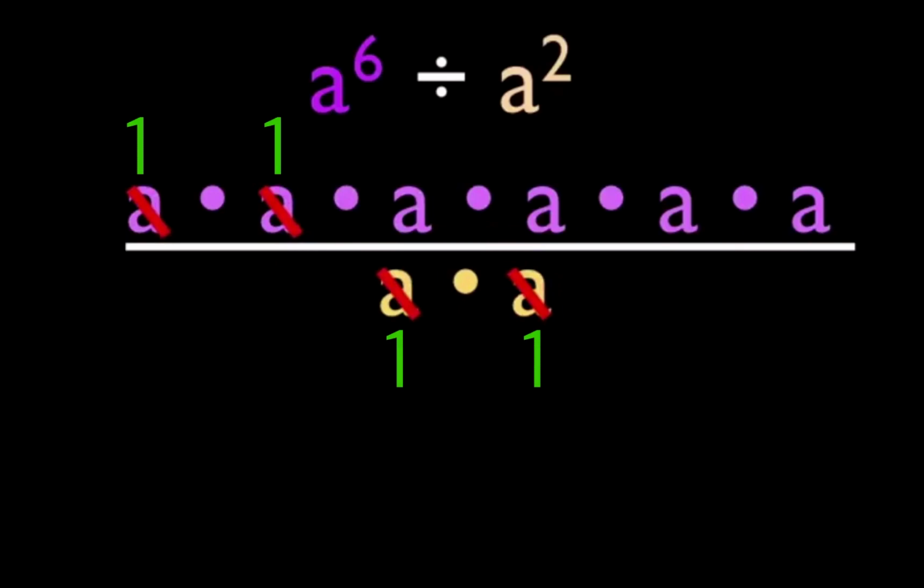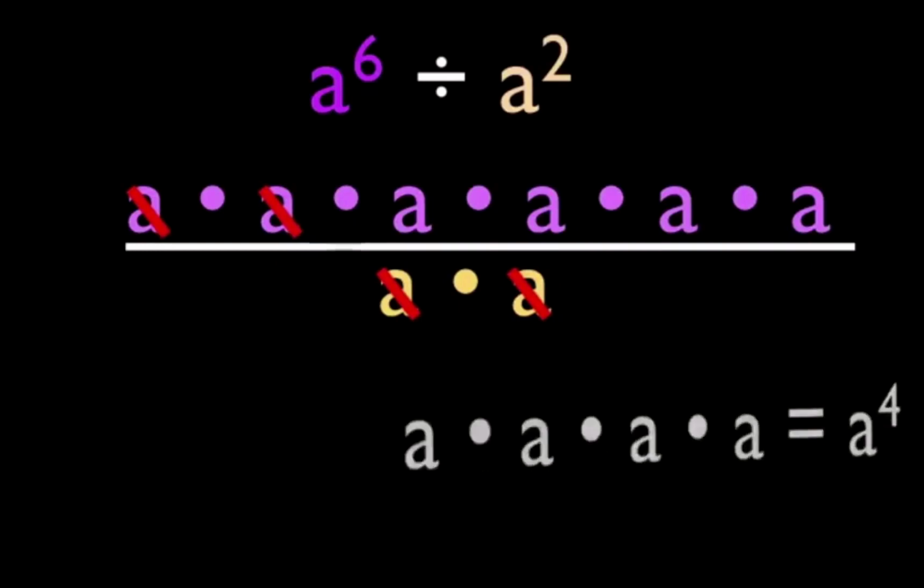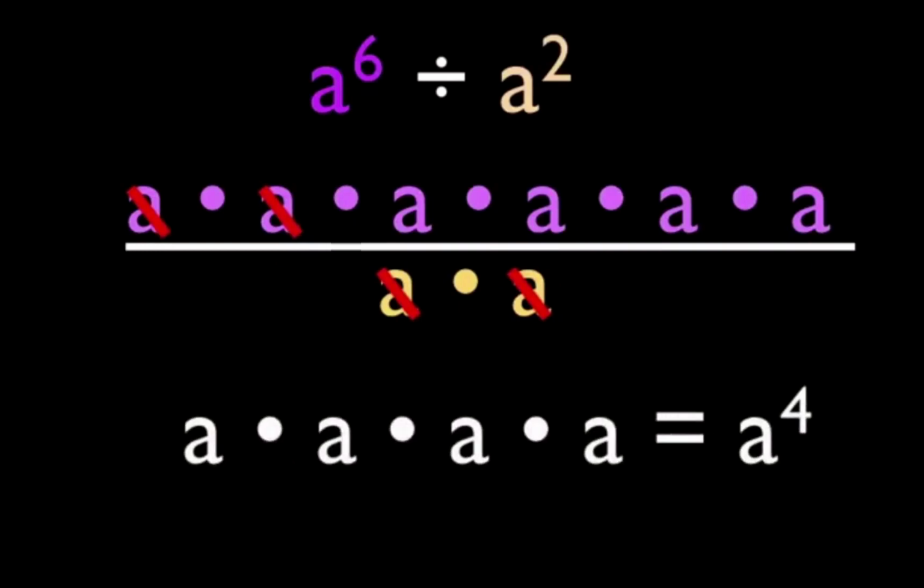It's just a 1. And when the 1 is the only thing on the bottom of a fraction, there's no need to write it as a fraction anymore. Meaning all we have to do now is write what is left on the top of the fraction. Once you do that, what you're left with is 4 a's multiplied together, or a to the 4th.